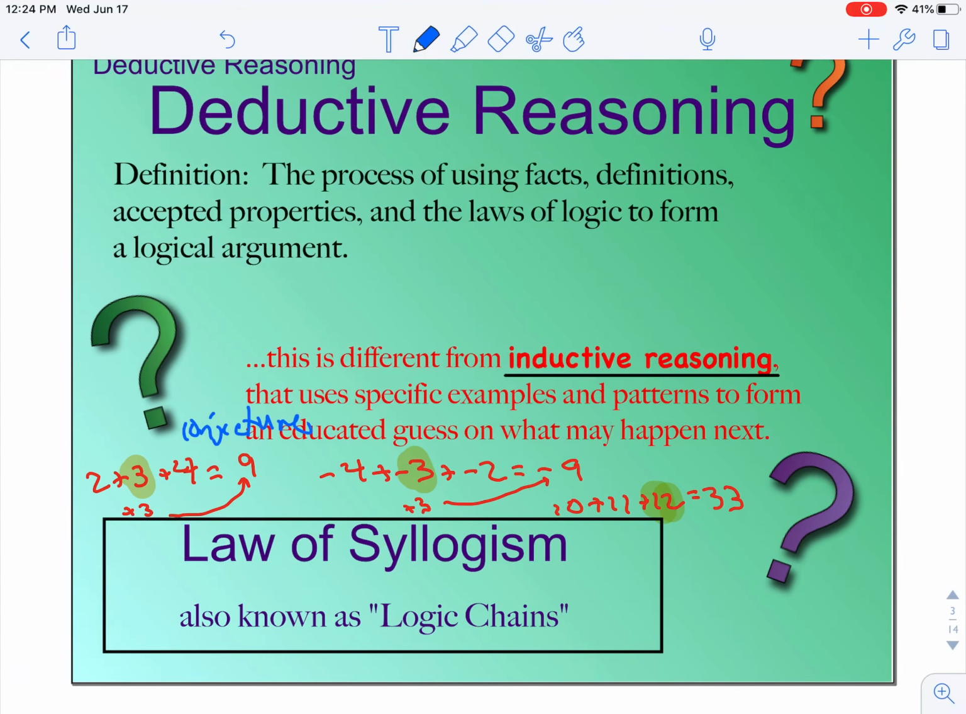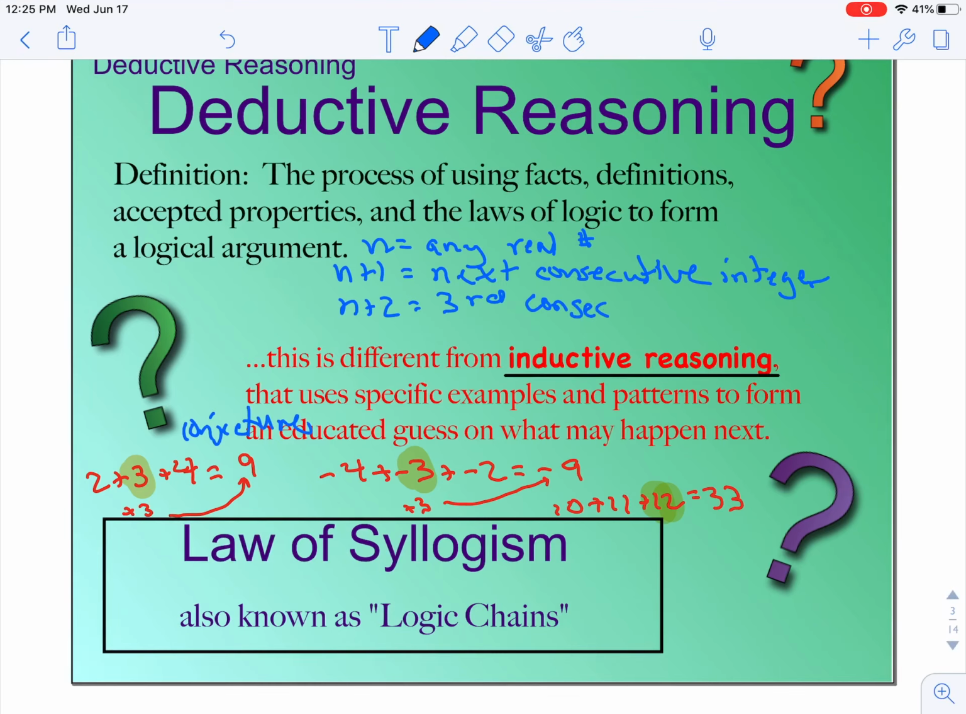This is different from deductive reasoning, where we would use actual math, facts, definitions, properties, things like that. So for deductive reasoning, let n equal any real number. Then n plus 1 is the next number in order, so we call that the next consecutive integer, and n plus 2 would equal the third consecutive integer.